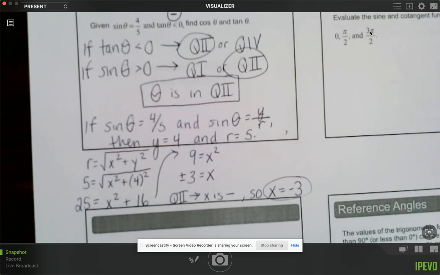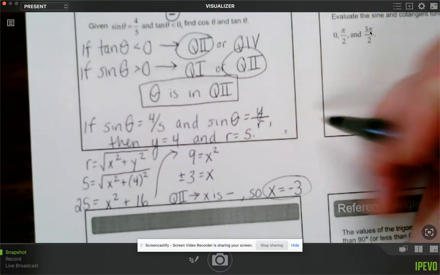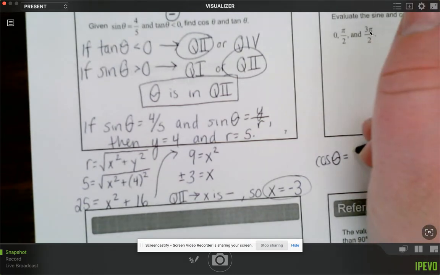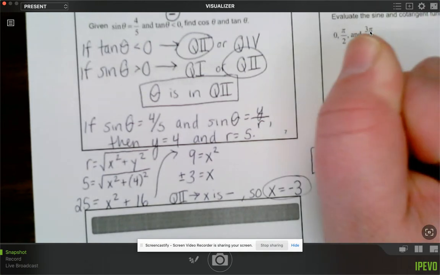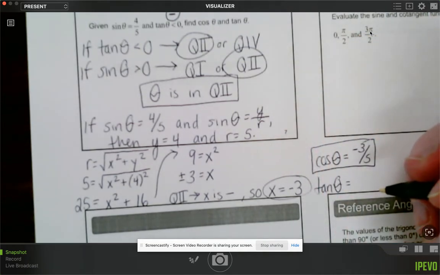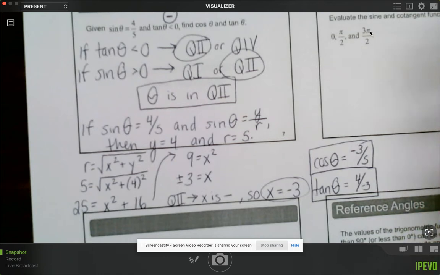Okay. And now they tell me to find cosine and tangent. Well, cosine of theta is x over r, so that's negative 3 over 5. That one's done. And tangent of theta, by definition, on slide number, I just need to go back and look, right? Slide number 3 is y over x. So y was 4, x was negative 3. Found both of them, I'm done. For example 2.